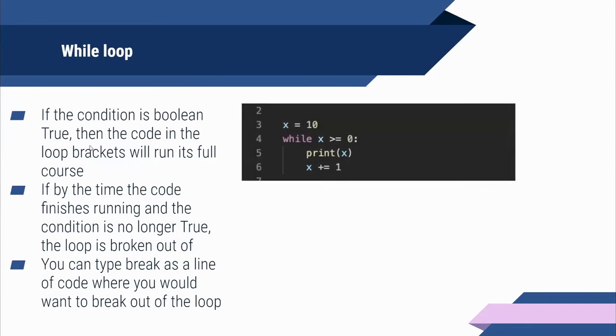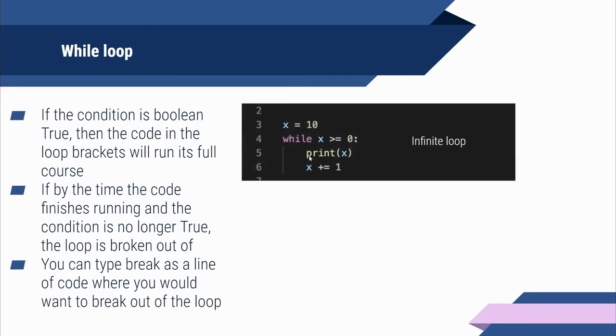And then the while loop. The while loop is similar to the for loop in the way that it iterates through something, but in this case, it'll run its full course until the statement after the while is false. Once it's no longer true, the loop is broken out of. In this example, you see while x is greater than or equal to 0, x starts as 10, and 10 is greater than or equal to 0.